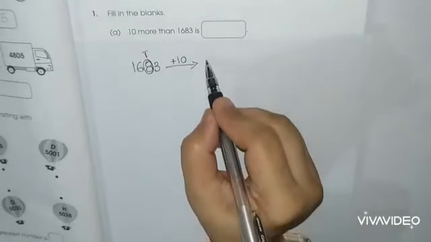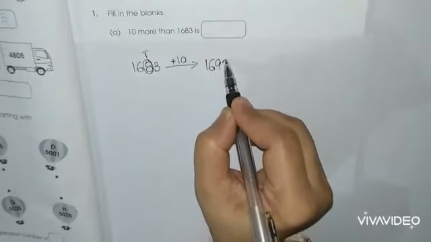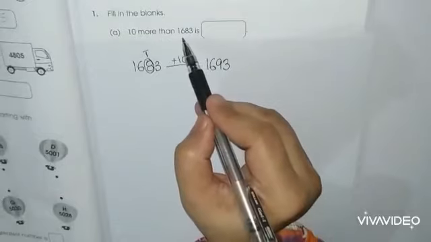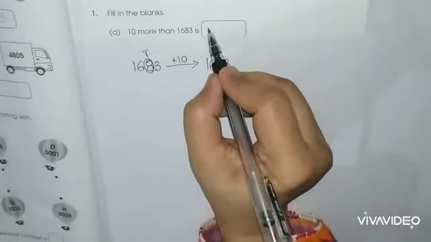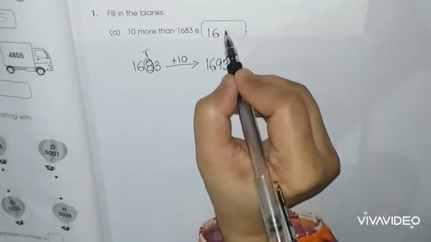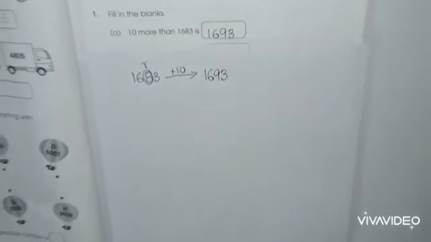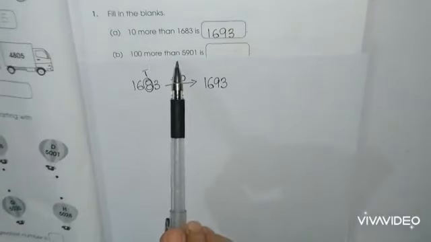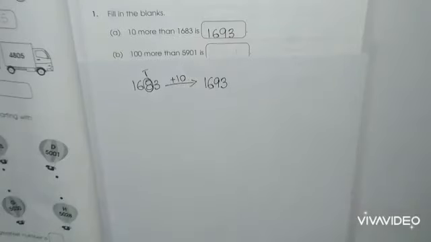Our answer would be 1,693. 10 more than 1,683 is 1,693. B part is 100 more than 5,901 is blank.